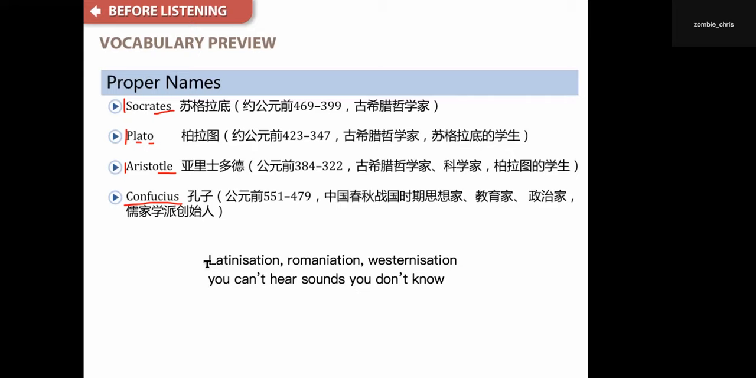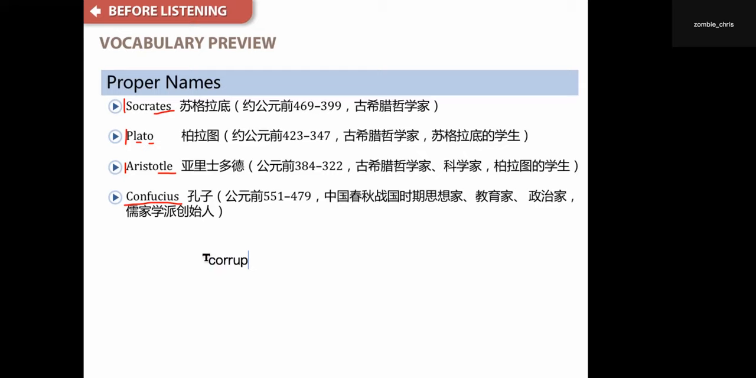Otherwise, you end up with words like this, where we have Confuzi, which is the Chinese name for this guy, and that ends up being corrupted. So we talk about a corruption of a certain word: Confucius, where the whole name is reduced down to one word or one name.